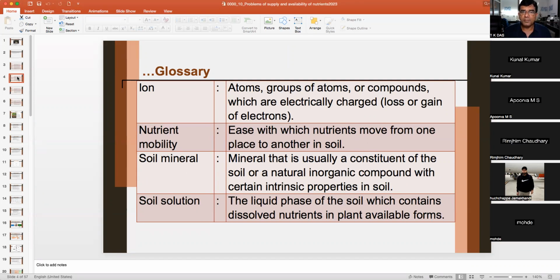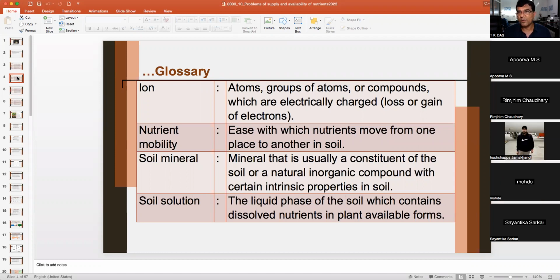Ion is atoms, group of atoms or compounds which are electrically charged. Loss or gain of electron. They have already gained or lost electron and they have a charge. That is your ion. Nutrient mobility means movement, the speed of movement, how fast they move or how slow they move. That is nutrient mobility. Ease with which nutrients move from one place to another in the soil.